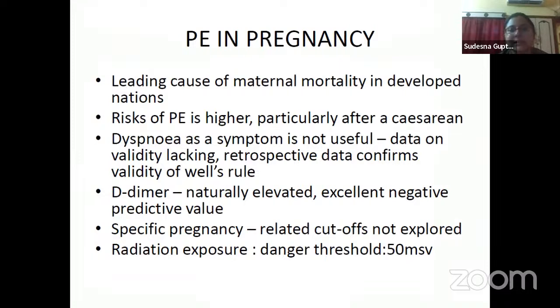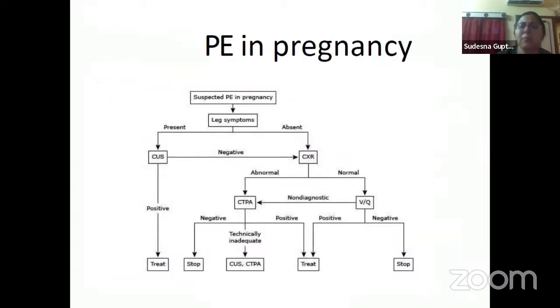A special factor is PE in pregnancy, because PE in pregnancy is the leading cause of maternal mortality in developed nations. Risk of PE is higher, particularly after a cesarean section. Dyspnea as a symptom is not useful. D-dimer is naturally elevated, so it's very difficult to diagnose PE on the basis of D-dimer alone. Radiation exposure is also a concern, so a VQ scan is probably more helpful.